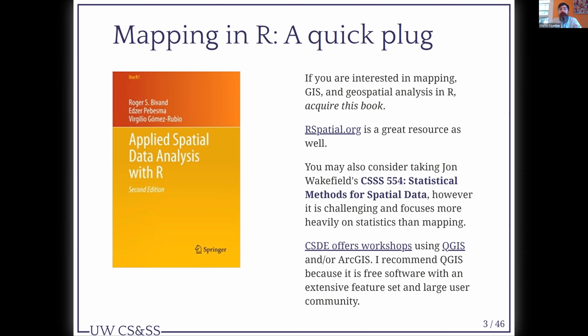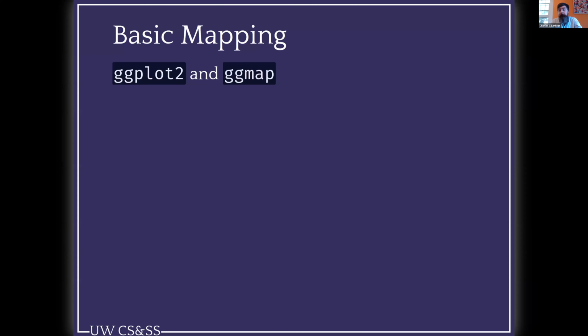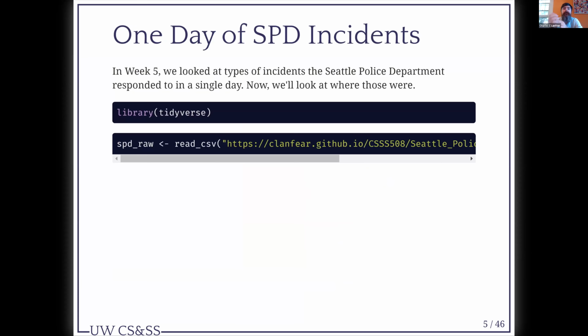Okay, so I'm going to get into basic mapping first. Back in week 5, we looked at different types of incidents, that is calls to the police department and their responses to those calls from a single day. If you remember, those data had some information on where they occurred, things like latitude and longitude. We're going to look at those for examples today.